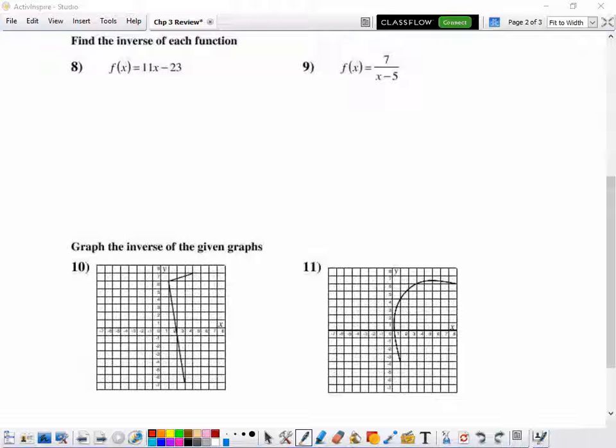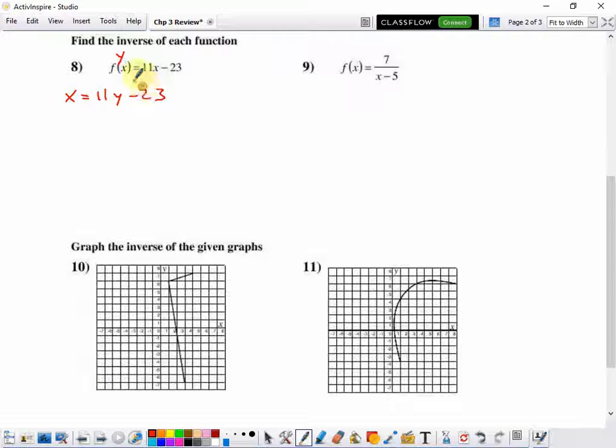We continue our review now with finding the inverse of a function. To find an inverse of a function, we switch our x's and our y's. f(x) equals is the same as y equals. So instead of y equals 11x minus 23, we have x equals 11y minus 23. And we solve that for y.